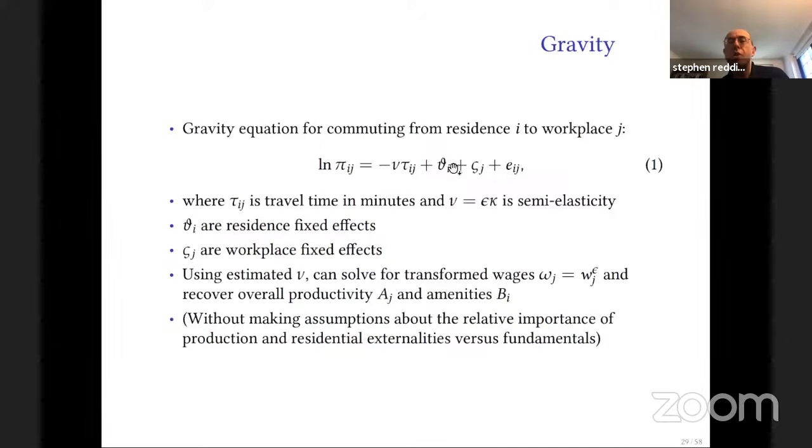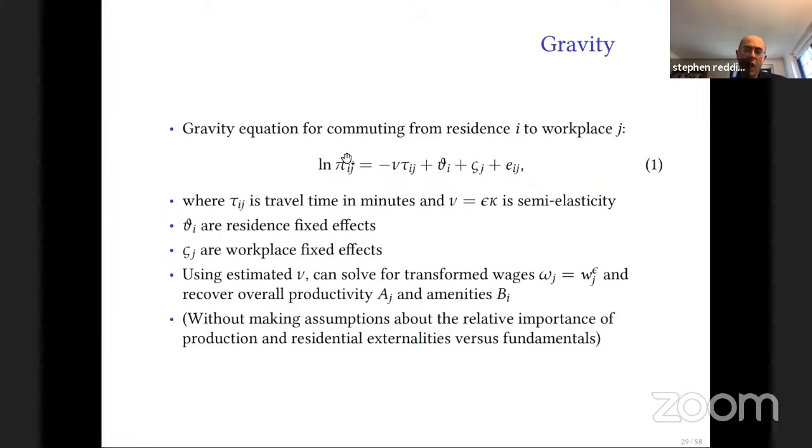The log commuting flow should depend upon a residence fixed effect, a workplace fixed effect, and bilateral travel times, where we assume that commuting costs are affected by travel times exponentially. And so this is a semi-log specification, the log of commuting flows on the level of travel times. This coefficient nu here is actually a composite of two underlying parameters: the Frechet shape parameter, the elasticity of commuting flows to commuting costs, and the travel time parameter kappa that controls the elasticity of commuting costs to travel times. And so we're going to identify that composite parameter here.